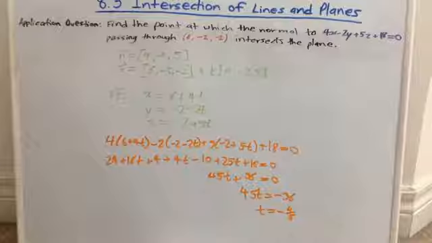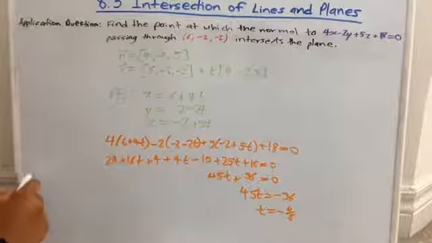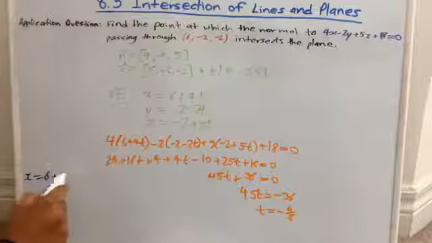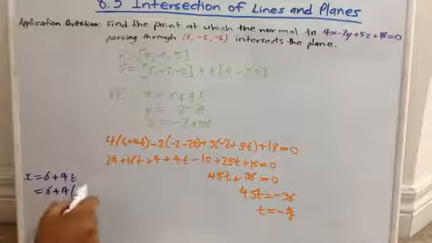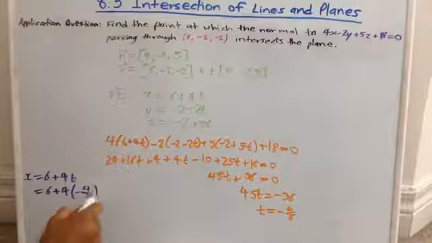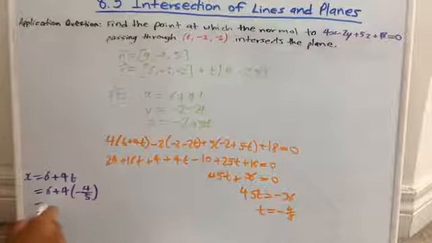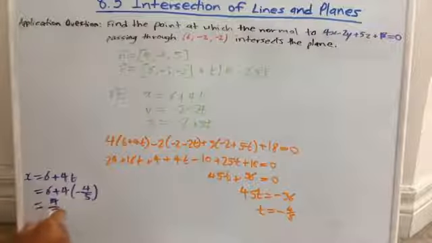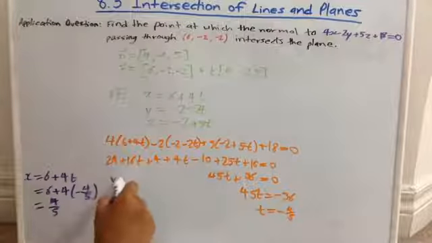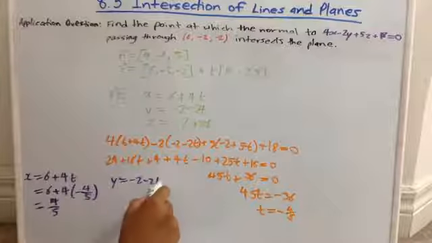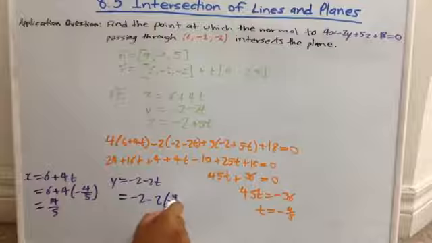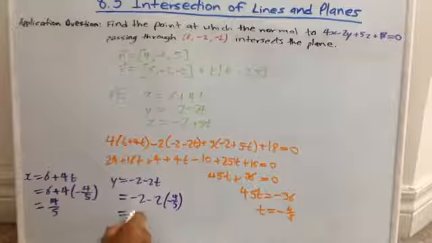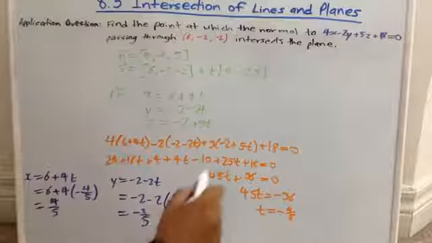So now we can substitute the t value back into the parametric equations. So for x, we have 6 plus 4t. So now we would get 6 plus 4 times negative 4 over 5, which is our t value. So that equals 14 over 5. For y, we have negative 2 minus 2t. So we get negative 2 minus 2 times negative 4 over 5, which gives us negative 2 over 5.